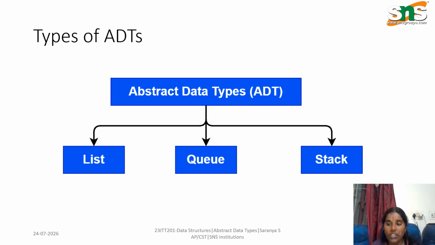Here each node consists of two parts. The first part is the data, and the second part is a pointer to the address of the next node.